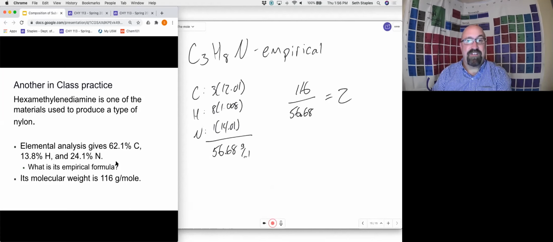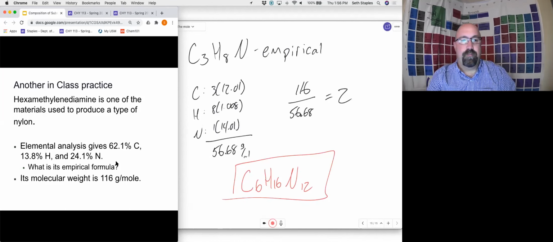This tells us that our scale factor to go from our empirical to our molecular is a scale factor of 2. And so our molecular formula then for hexamethylenediamine, forgot what it was, we're going to scale everything up by 2. We get C6H12, H16, N2. And there it is.